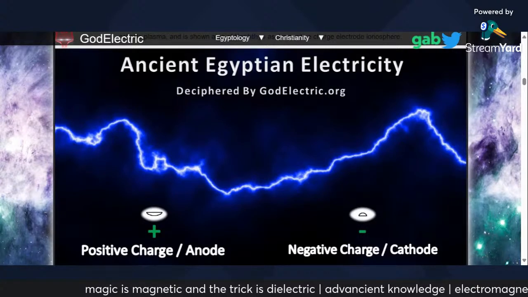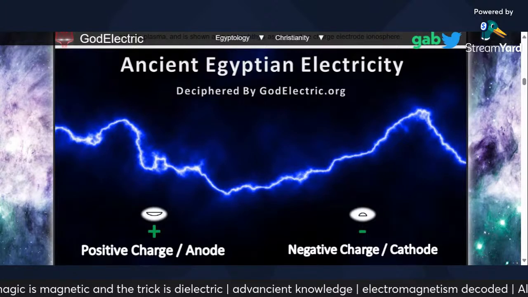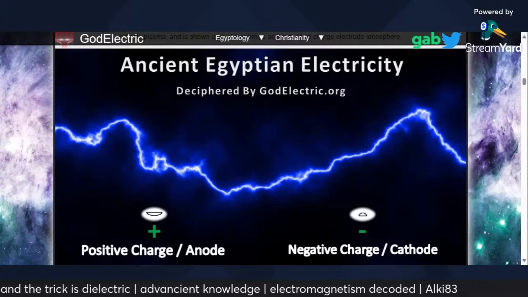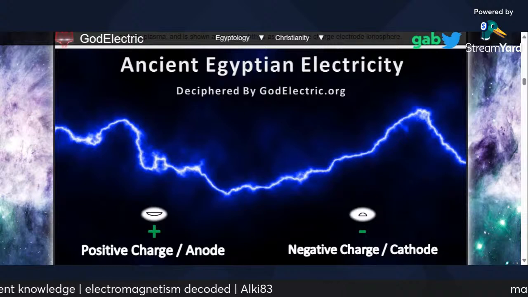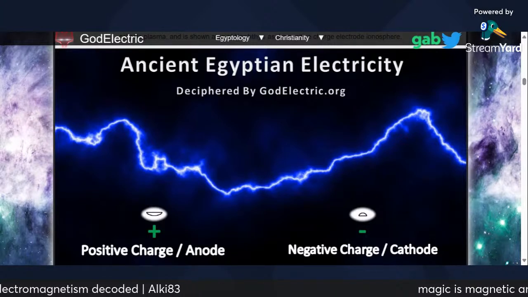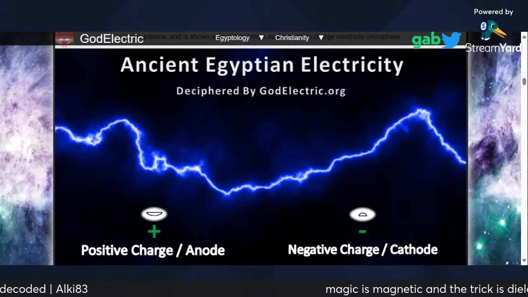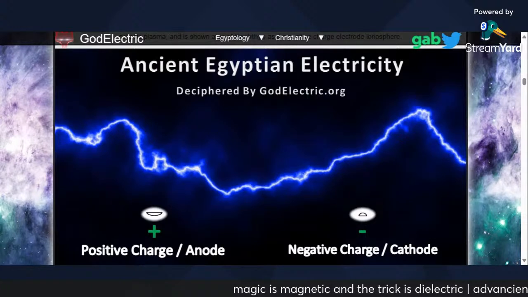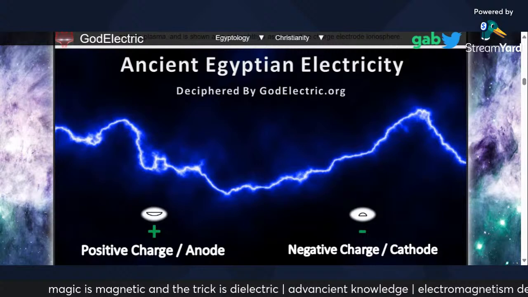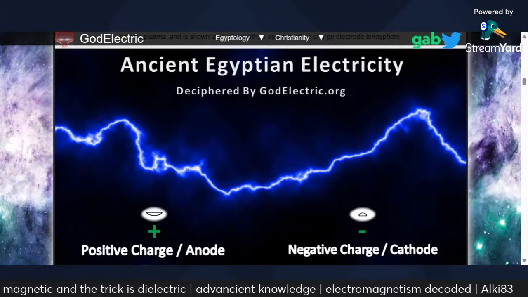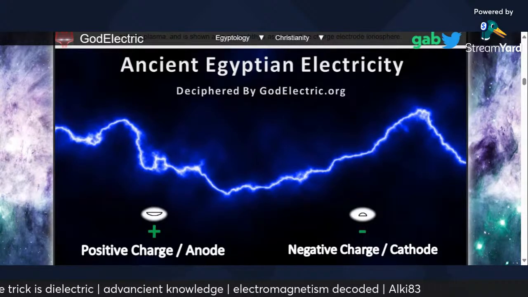The hieroglyph on the right was traditionally seen as a loaf of bread. However, at God Electric, we have deciphered this hieroglyph to mean negative charge or cathode. Being the negative charge hieroglyph, it can have a similar meaning to the electron or an anion. An anion is an ion with more electrons than protons, giving it a net negative charge. In Greek, the word anion means up, and you'll notice that this is the upward side of a semicircle.